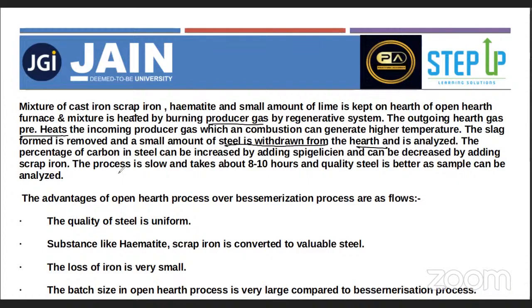First, the percent of carbon is checked. The carbon percent can be increased by adding spiegeleisen and decreased by adding scrap iron, so it depends. The process is slow and takes 8 to 10 hours, but the quality of steel is better as samples can be analyzed, because while it is being formed, we can check it. There it was 15 to 20 minutes, here it is 8 to 10. But still, this is more uniform, more proper, and can be used for better purposes. So that's why we try to use this process.